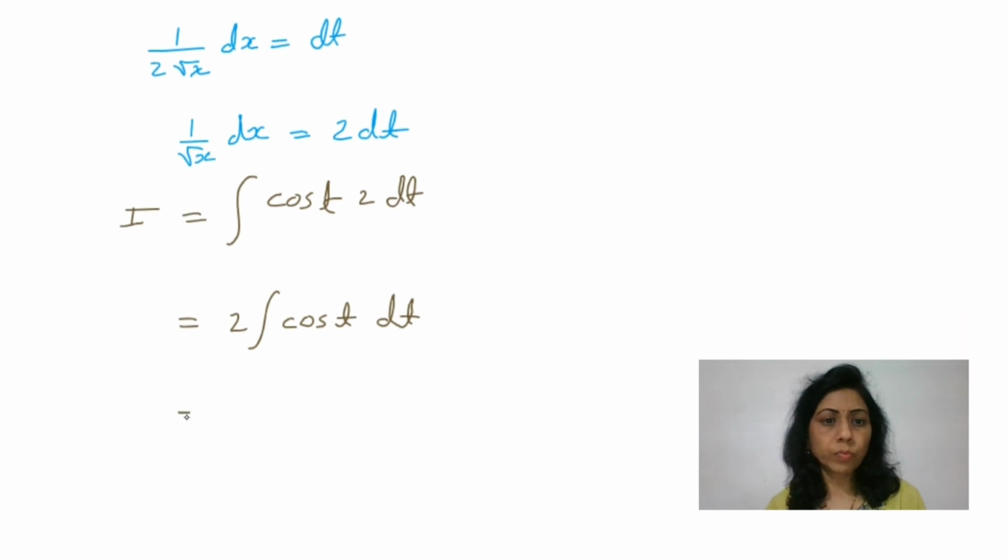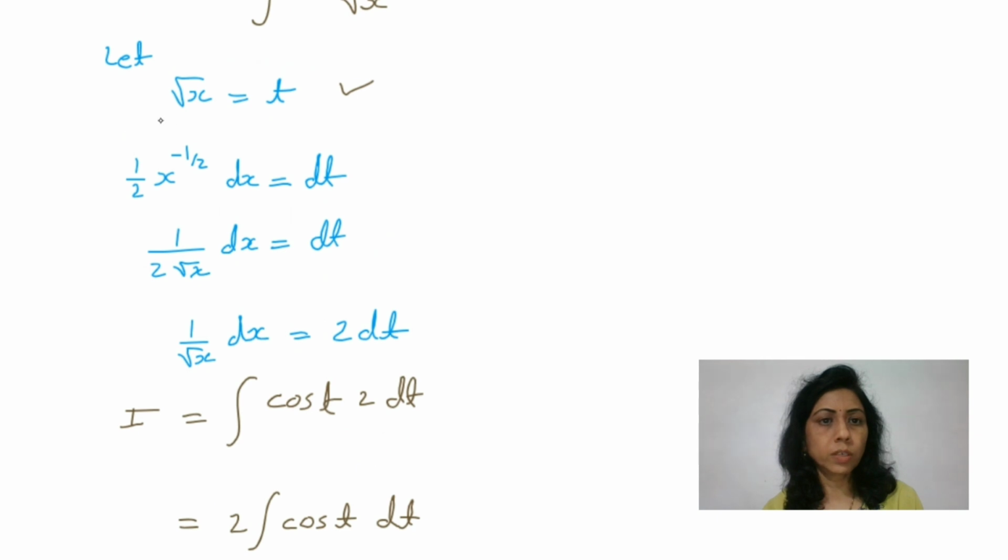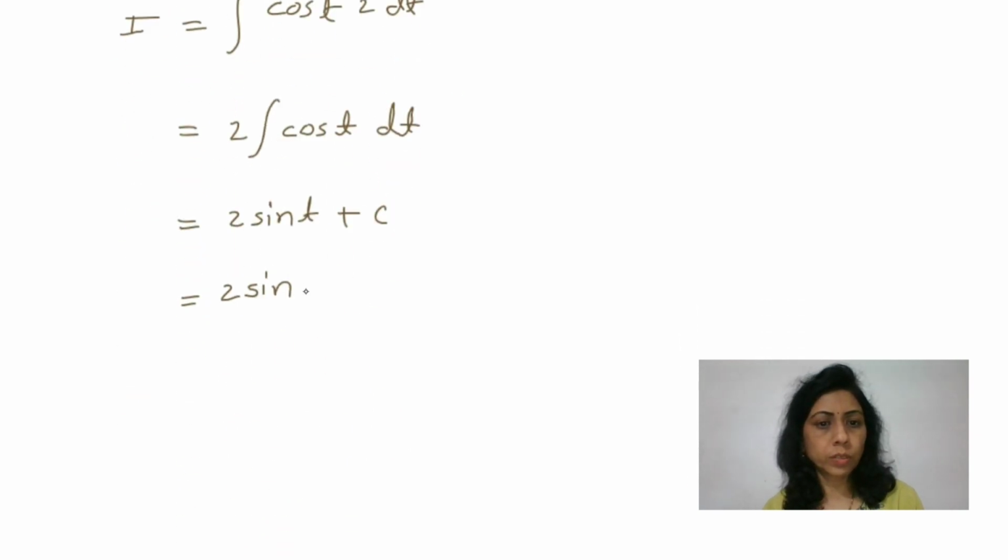Whenever we integrate cos t, we will get sin t. So 2 sin t plus c, any arbitrary constant. And what is the t value? The t value is square root x. We can substitute here: 2 sin square root x plus c, and this is our final answer.